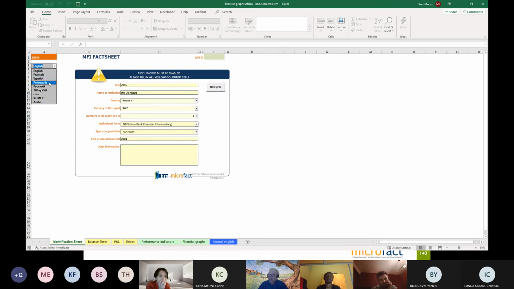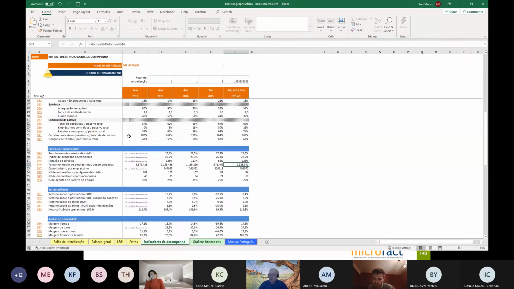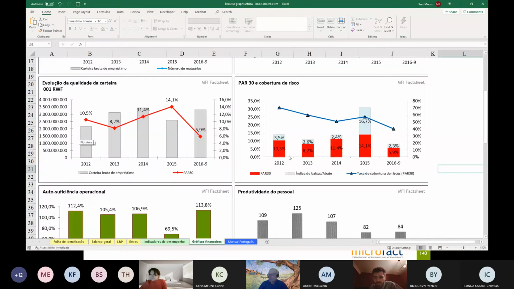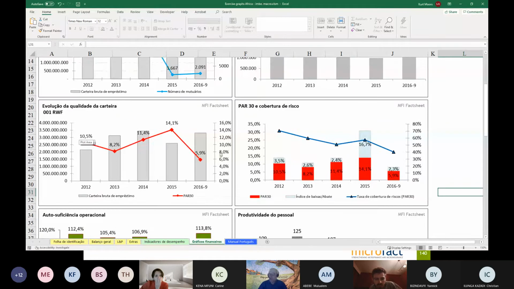Go back to Portuguese, make sure that it's working. This is when you want to make promotion. Voila, it's working. So now it's in Portuguese. All your indicators, all your graphs are in Portuguese, and this makes it easy to exchange information. So the tool is a very practical, straightforward one.